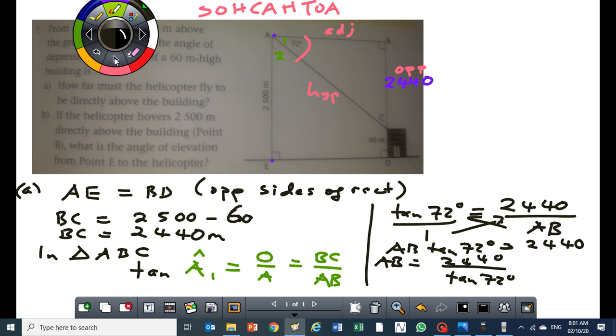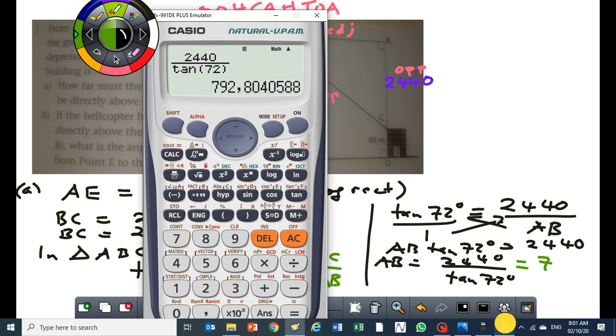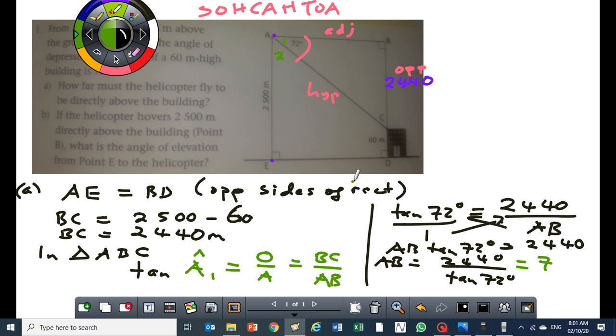Okay, let me use that one. So this will be equal to 792.80 meters. Okay, so that's your answer there, for the distance traveled by the helicopter until it gets to the top, right above the building.